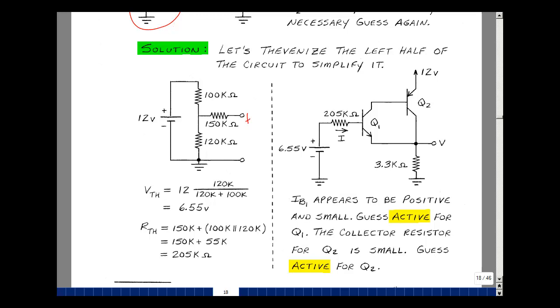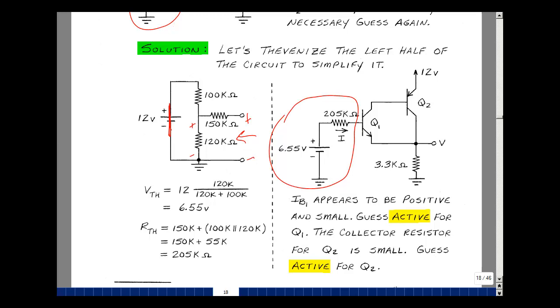Let's find the open circuit voltage, or Thevenin voltage. Because there's no current flowing in here, this voltage is the same as this voltage, which is going to be 12 volts, voltage divided with 120K and 100K. 120K over 120K plus 100K times 12 is 6.55 volts. Then setting this equal to 0 and looking back in here, I see 100K in parallel with 120K in series with 150K. This is 55K, and so the total is 205K. I'm going to put that back into my circuit over here.